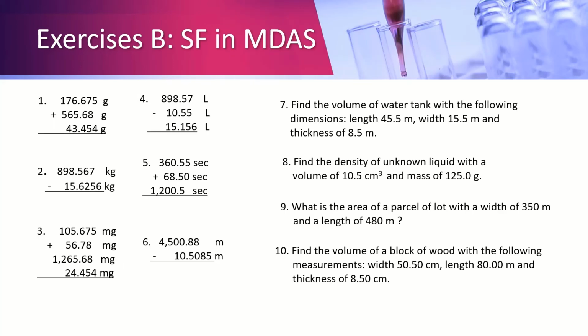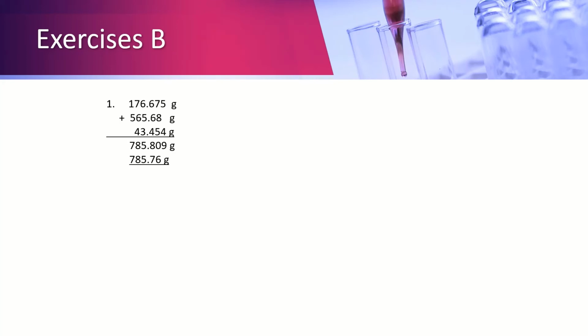So the scientific notation is 5.65 times 10 to the power of 9 meters. Now we go to significant figures in measurements. For exercise number 1, 176.675 grams plus 565.68 grams plus 43.454 grams. First, you add them together.